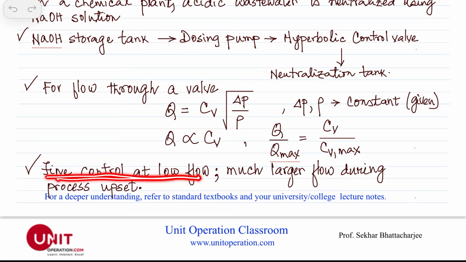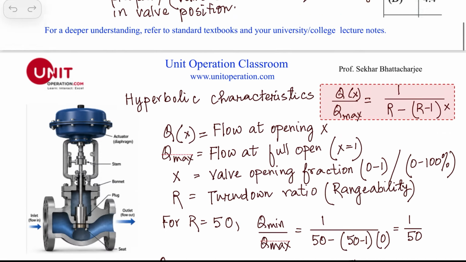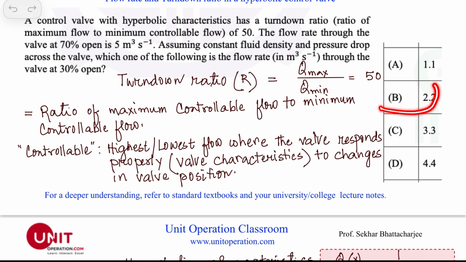Not much caustic is needed, but when there is a big upset in the process, and a large amount of waste acid comes in the effluent, then of course we need a big dosage of caustic. So that's where this hyperbolic characteristic comes in. So anyway, the final correct option is, of course, this one. B is the correct option.